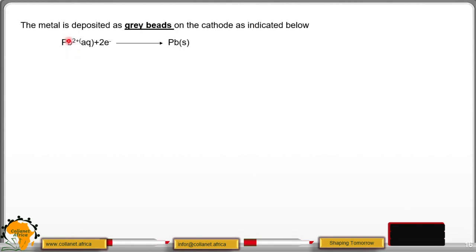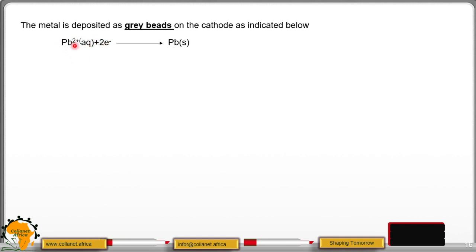So you'll find this one is ions of lead. It will attract 2 electrons and you'll form the lead atom. So this addition of electrons is referred to as reduction. So what is happening here? It's a reduction process.